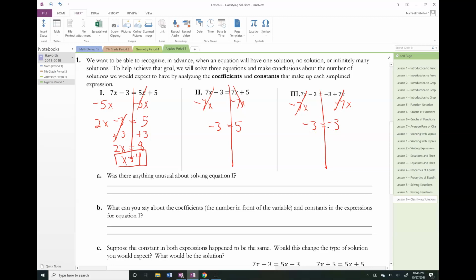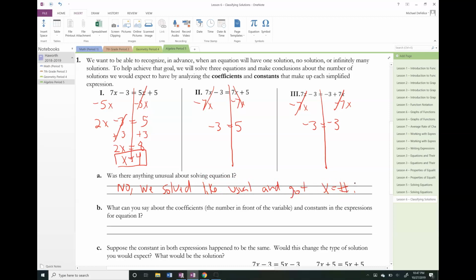Our first discussion question is, was there anything unusual about solving equation 1? I would say no. We solved it as we normally would, and we got x equals the number 4. So this would be no. We solved like usual and got x equals a number.